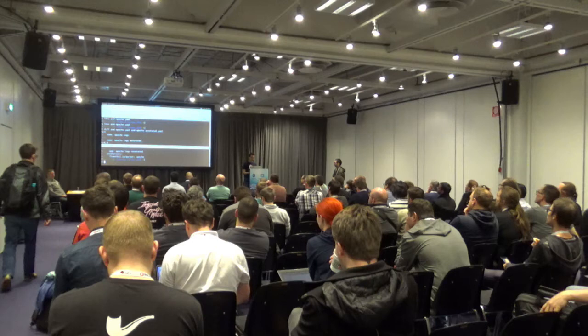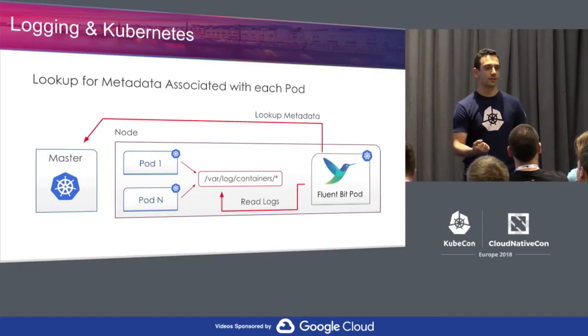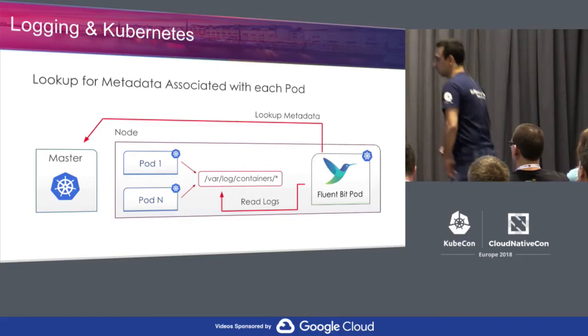Okay, so you want some flexibility to decide which index you're going to store the information in. Yes. Actually, that flexibility is in Fluentd and not in Fluent Bit. Okay, then you can do that. Yeah, in Fluentd you can do it.